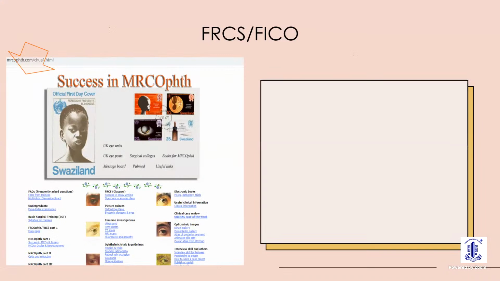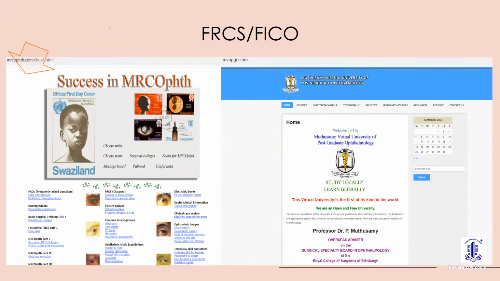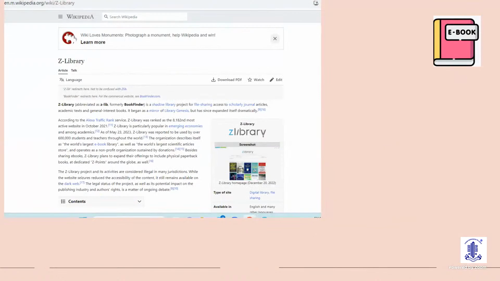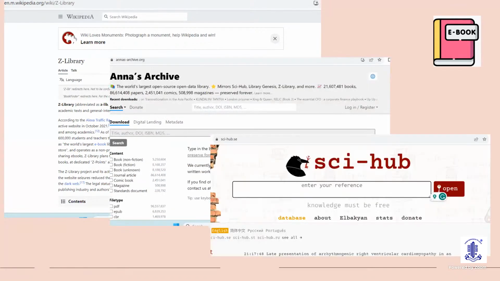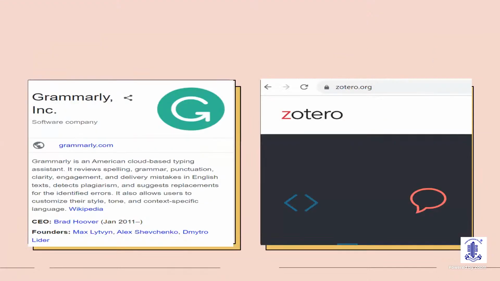So for international exams, websites by Professor Dr. Chua and Professor Dr. P. Muthuswamy have all the relevant content and all the guidance required for acing these international exams. There are some websites where you can access ebooks for free, like Z Library, Anna's Archive, and Sci-Hub, but the legal status of these websites is still debatable.